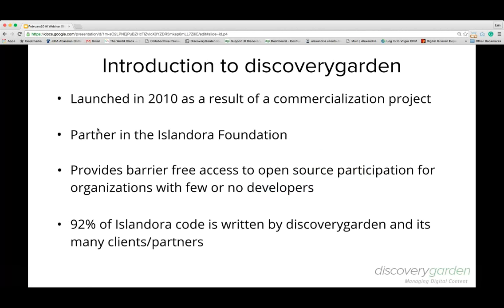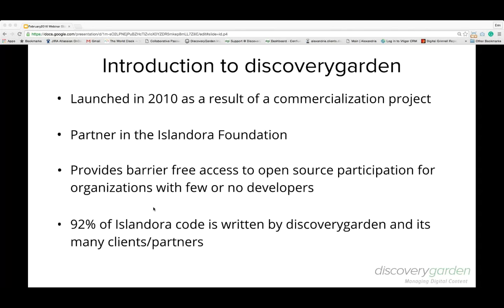And so where does Discovery Garden fit in? Essentially, we're a small services company launched in 2010, and it was the result of a commercialization project out of the University of Prince Edward Island. We have been a partner in the Islandora Foundation since it started in 2013, and we really see our role as removing barriers to implementing Islandora or removing barriers to implementing open source software.